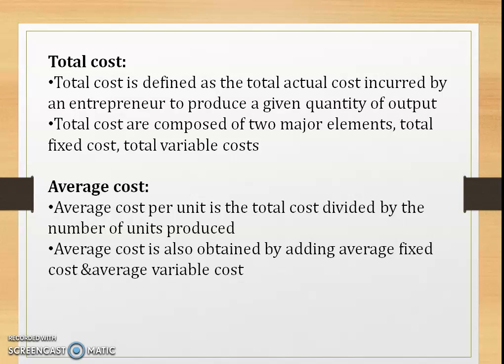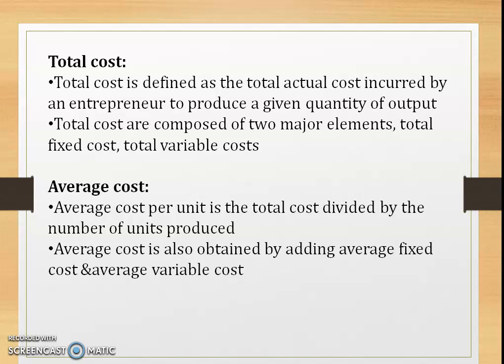Let's see the total cost. The total cost is defined as the total actual cost incurred by an entrepreneur to produce a given quantity of output. Total costs are composed of two major elements: total fixed cost and total variable cost. So total cost is the sum of fixed cost and variable cost.